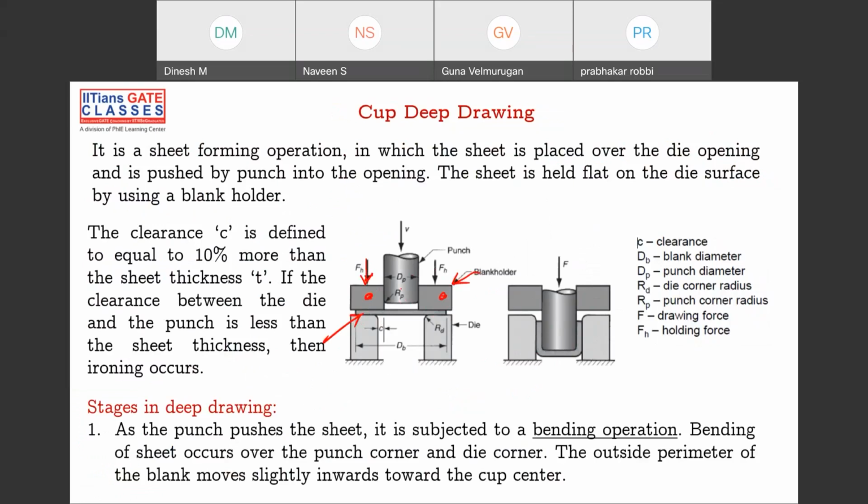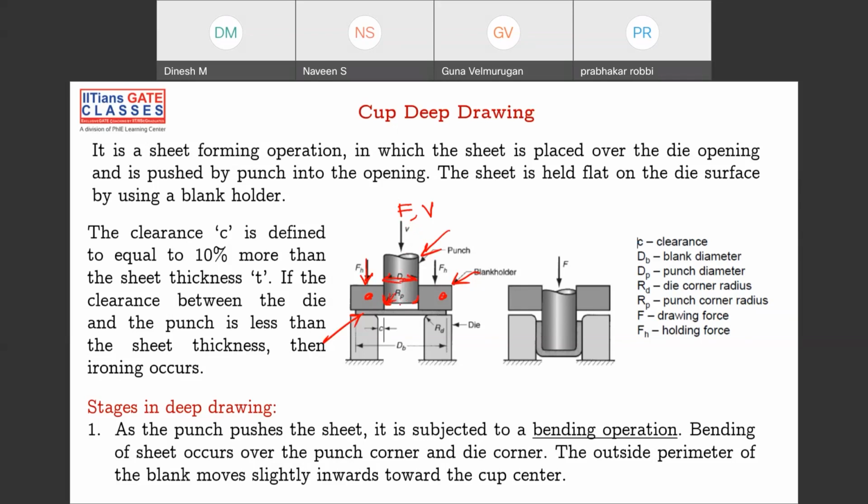Now what you do is pass a punch. This is the punch here, and the punch has some force and some velocity V. We have seen this in the forging operation, if you remember, the impact forging or whatever forging we have seen, where we apply force and velocity. And this punch has some corner radius Rp, the radius of the punch, and the diameter of the punch is this.